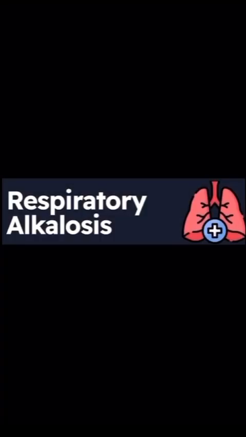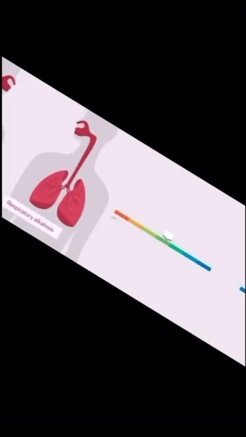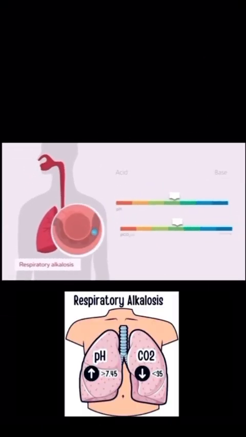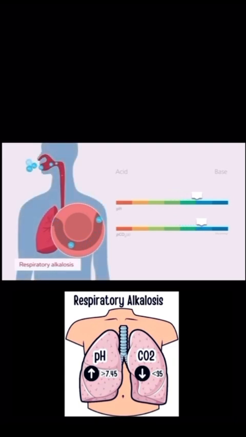Respiratory alkalosis. This usually occurs due to alveolar hyperventilation, where the lungs are giving off too much carbon dioxide, causing the pH level to rise and a decrease in PCO2.